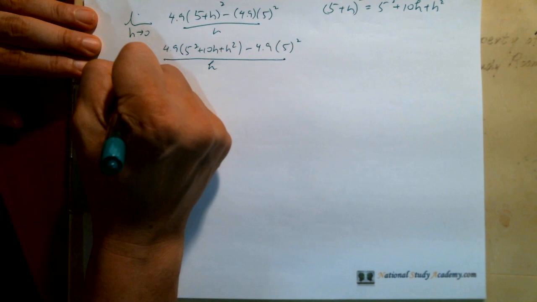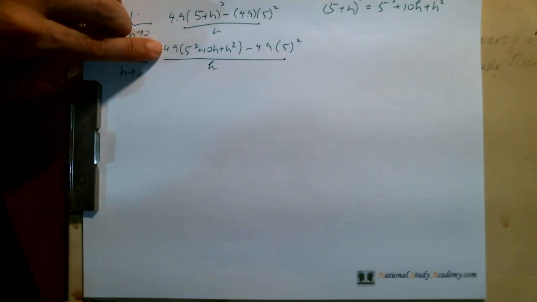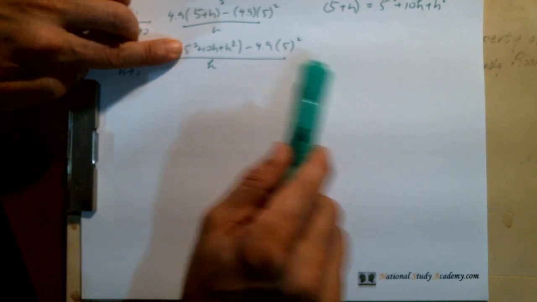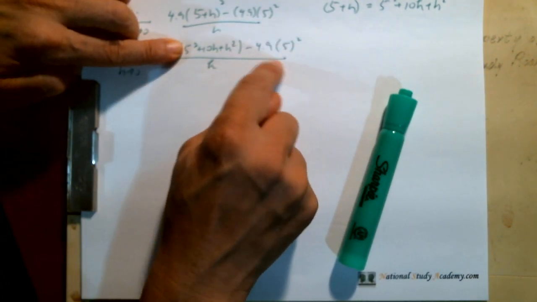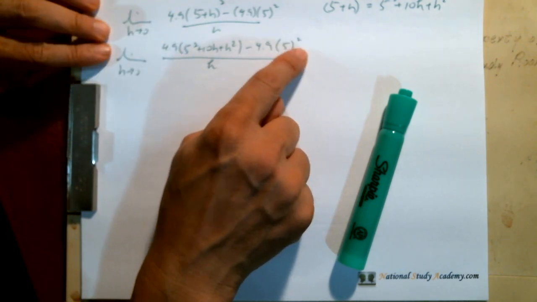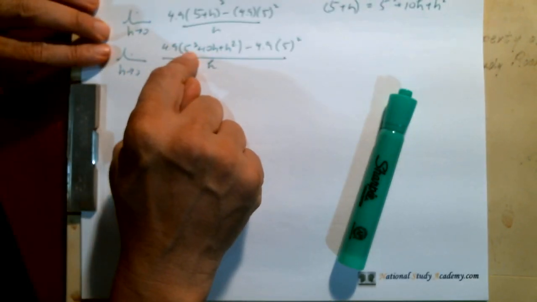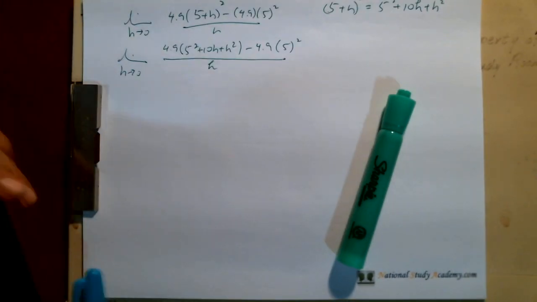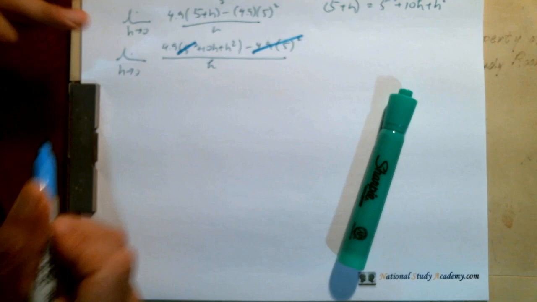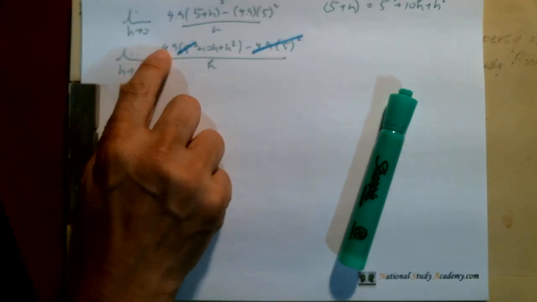And the limit as h approaches 0. 4.9 times 5 squared is the same as 4.9 times 5 squared. You notice that all the terms of f of x will usually cancel with something on the inside and the front side. So I'm going to use blue. 4.9 times 5 squared will cancel that, because it's 4.9 times 5 squared.